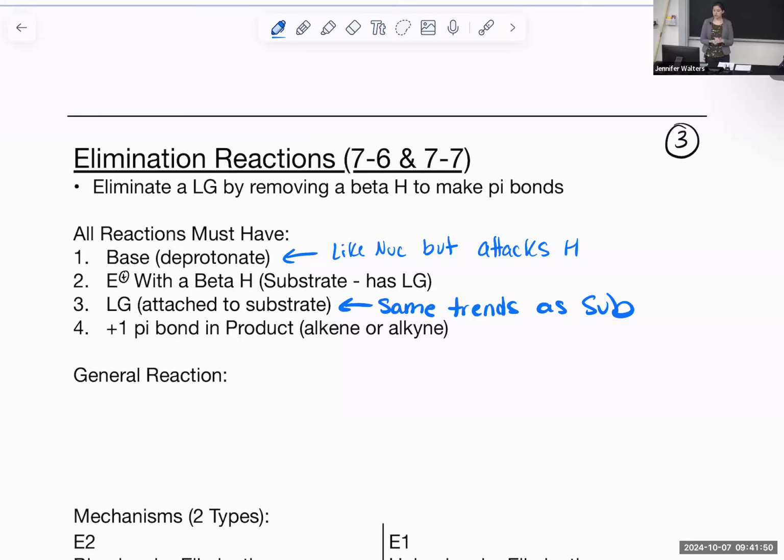And then the additional thing that we're going to see is that our product is going to be gaining a pi bond. So you're going to get at least +1. If you're making the alkene, when we're making alkyne, you can actually make 2 pi bonds. So we're going to be increasing our number of pi bonds in the product. But we still have the same requirements as a substitution reaction, right?